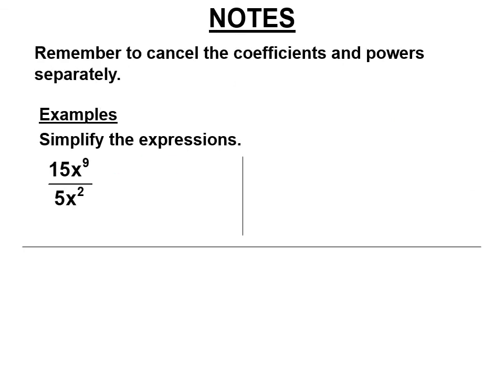Okay, now we're going to put coefficients here. Remember, the coefficients are 15 and 5. They get actually divided. So you do 15 divided by 5, which is 3. Then we're going to cancel the powers. X squared goes away, and that becomes x to the 7th. There's nothing left in the denominator, and it becomes 3x to the 7th. You do the coefficient and powers separately, and then you bring it together.